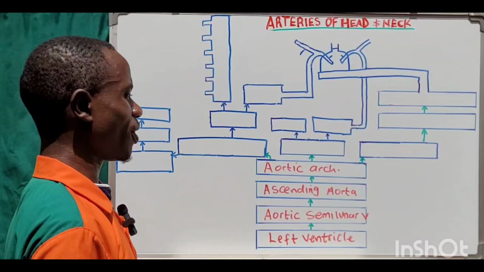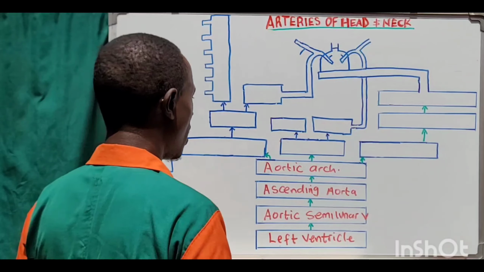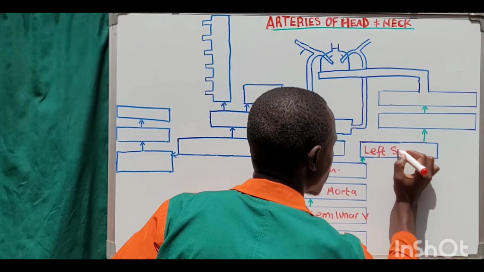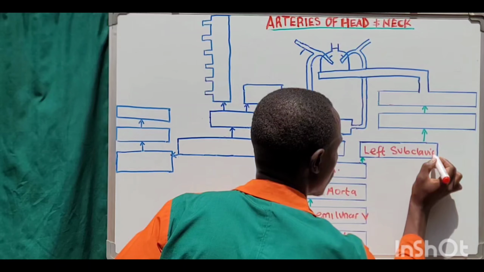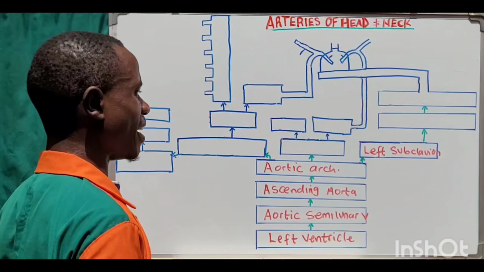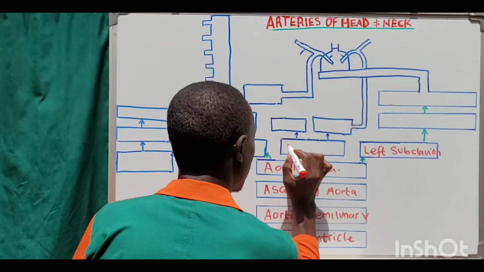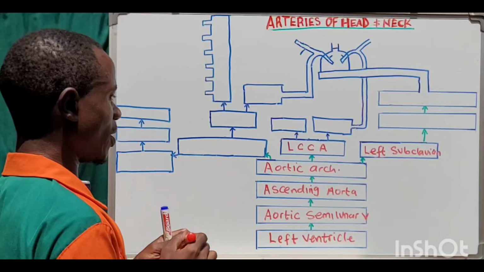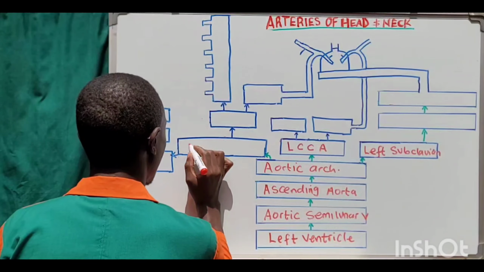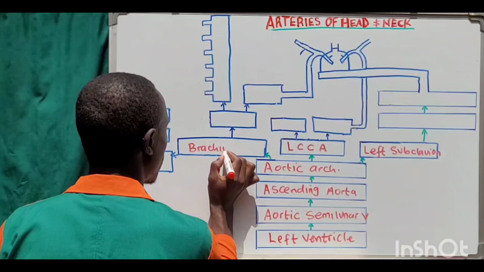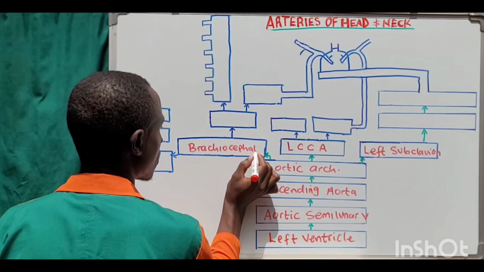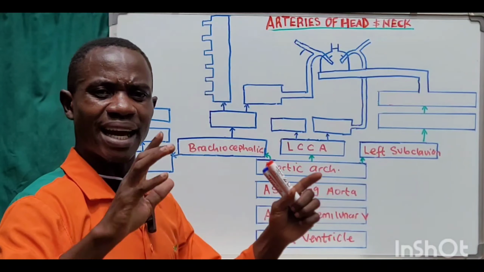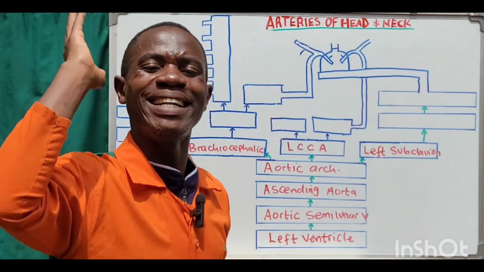Now, when we come to the aortic arch, there are three great vessels which come from the aortic arch. What are the three great vessels? The first one is the left subclavian artery. The second one is the left common carotid artery. And then the last one is the brachiocephalic artery. These are the three great arteries which come off from the aortic arch directly.